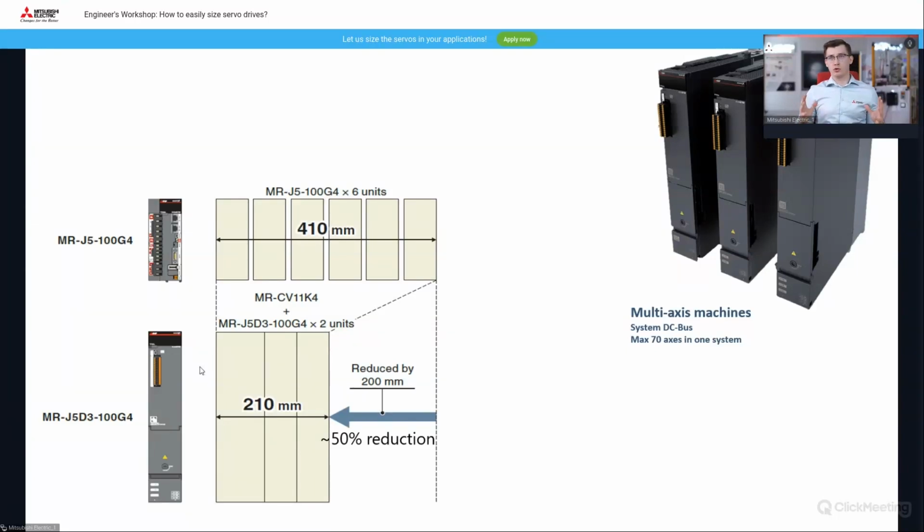And to show you how much it is, in this system you can connect in one system even up to 70 servo axes. 70, so it means that you have, of course, let's say 70 motors. In 1.5 meters you have the 70 motors, because the length of this DC bus servo system will be 1.5 meters. So it is a very compact system.